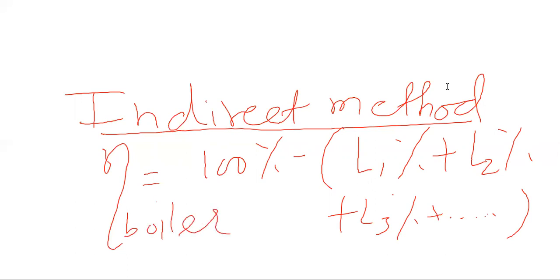Now what exactly is done? How do you calculate the losses and what are the losses in the boiler? That understanding is a bit involved, but I'll touch upon that when we solve the numericals. We would be understanding it more properly. So what are the losses in the boiler?